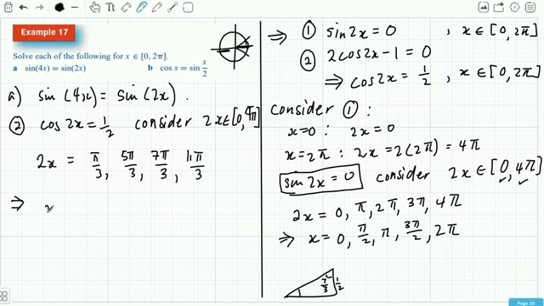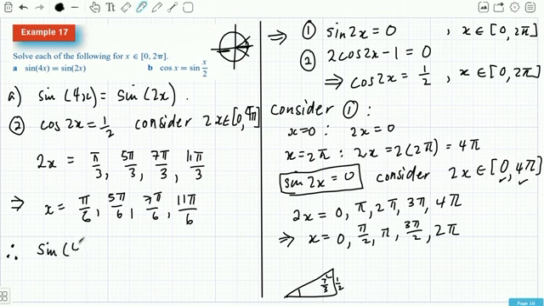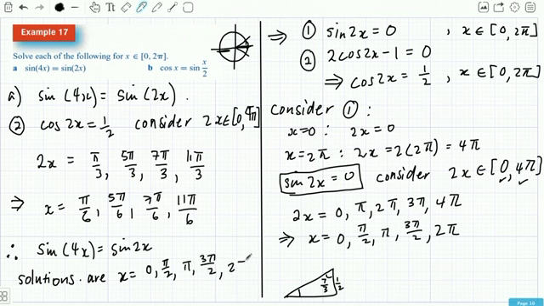And finally, we're going to have x equals, divide everything by 2, so pi on 6, 5 pi on 6, 7 pi on 6, and 11 pi on 6. Therefore, to finish it off, we know that for sine of 4x equals sine of 2x, our solutions, and there's a few of them, are x equals, we put them all together. Now you can put them together in order, it doesn't really matter. I'm just going to put them together in the order that we had here and then this one here. So 0, pi on 2, pi, 3 pi on 2, 2 pi.